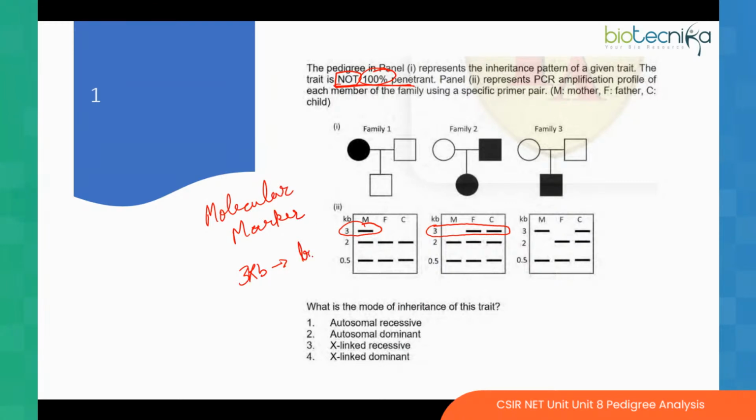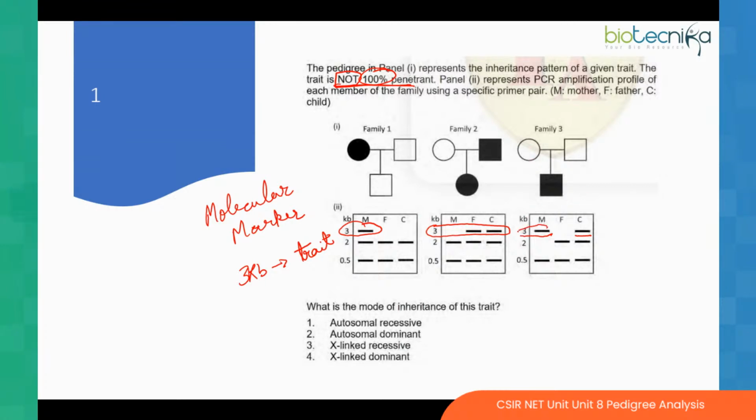Or let's say the trait here, because we don't know whether it is a disease or not. So this 3 kb band for sure is associated with the trait. In family 3, whoever has this 3 kb band should have the trait. Here you see the mother and child have this 3 kb band, but what do we see? The mother does not have the 2 kb band, and the mother is not showing the trait as well.